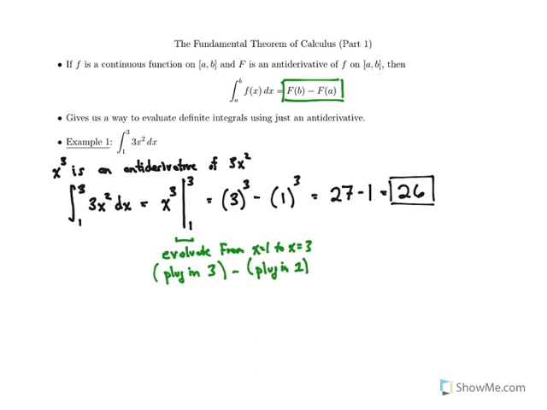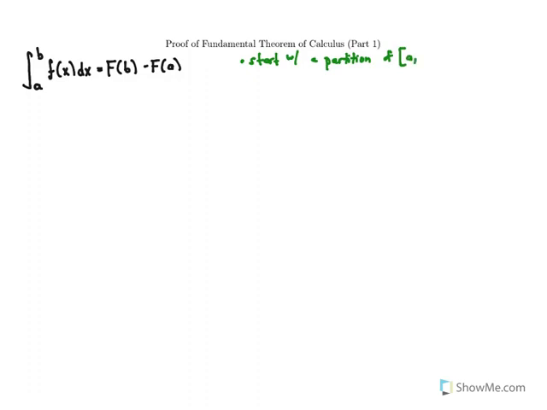So we're going to go ahead and prove this theorem now. To start, let's restate the theorem. We have that the integral from a to b of f of x dx is going to be equal to capital F of b minus capital F of a. What we're going to do is start with a partition of the interval a, b into n subintervals, which is a fancy way of saying we're going to take this interval a to b and chop this up into n equal parts.